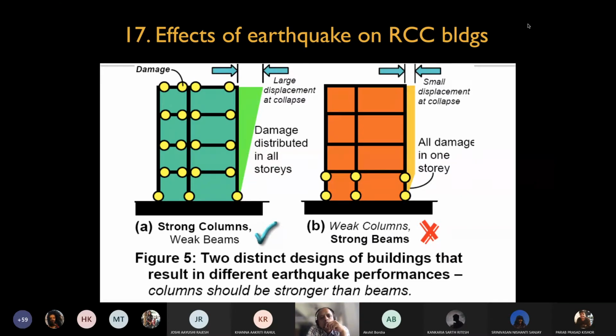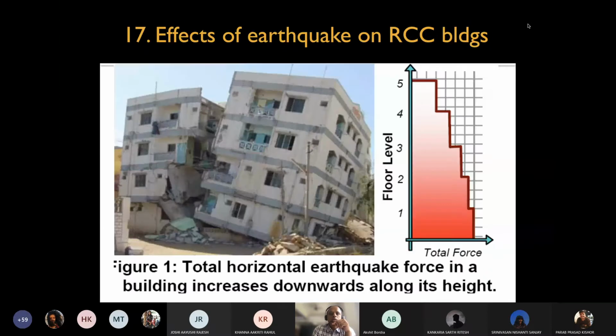So this diagram suggests very strongly that the columns should be strong and the beams can be weak. Why does it suggest that? Because if the beams fail, it will have a localized impact. But if the column fails, the whole building will collapse, right? If it is the other way around, with weak columns and strong beams, the whole building will collapse in the first instance itself without giving any warning, without any chance for people to escape. And all the damage happens in one story, which is what this example was.